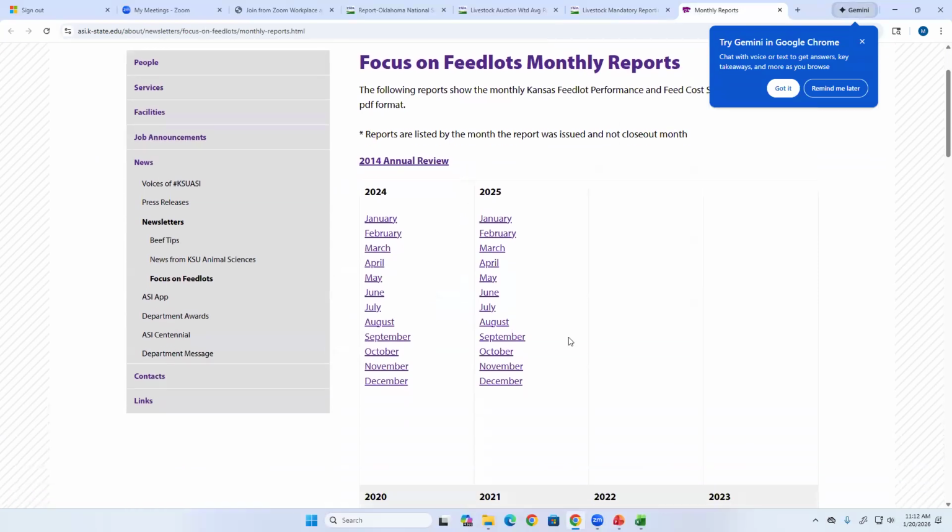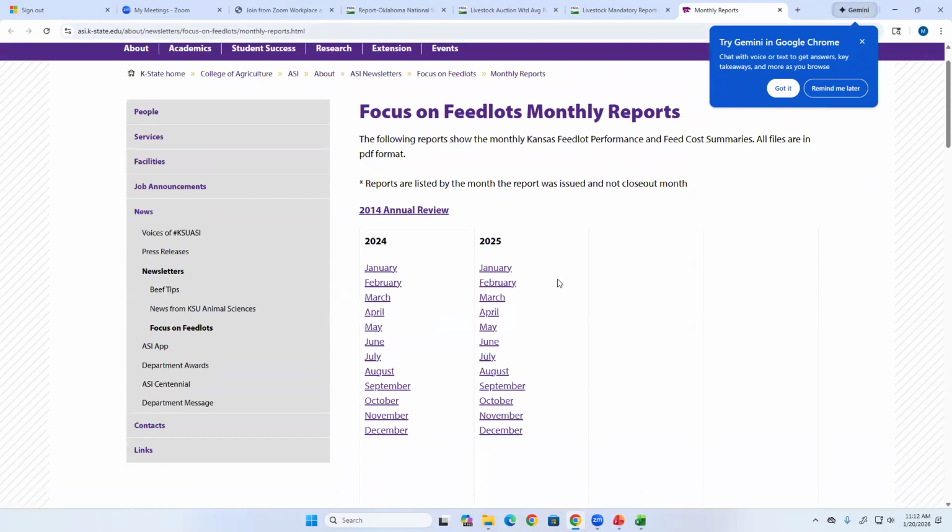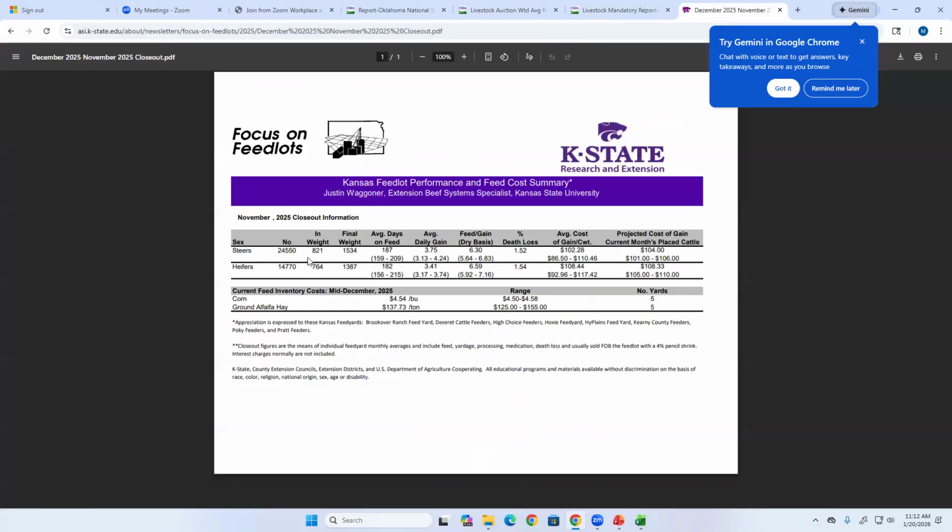Cool. Then the other thing we'll look at, Kansas State puts out a monthly focus on feedlot report. So this is the one from December last month. It's the average closeout of 6 different feed yards. They tell you in weight, final weight, average days on feed. So right now, the average days on feed for cattle in the high plains, I think they have feed yards from southwest Kansas, panhandle of Oklahoma, and then panhandle of Texas. Okay. Average in weight for steers was 820. Average final weight was over 1,500 pounds.